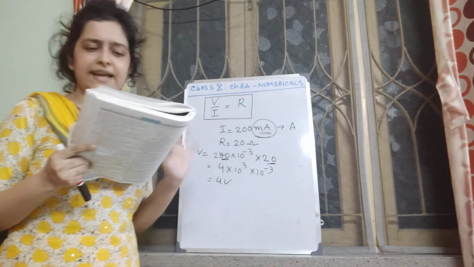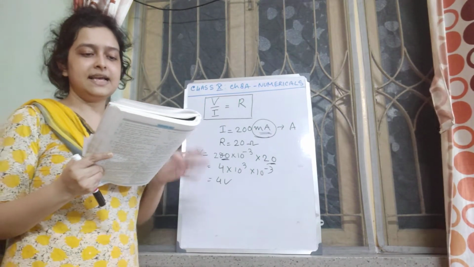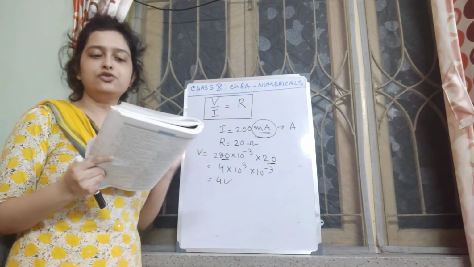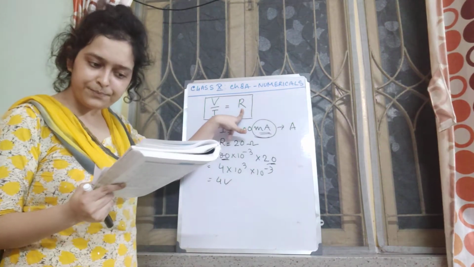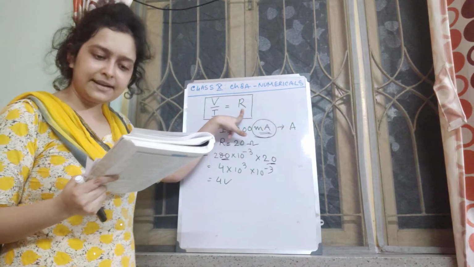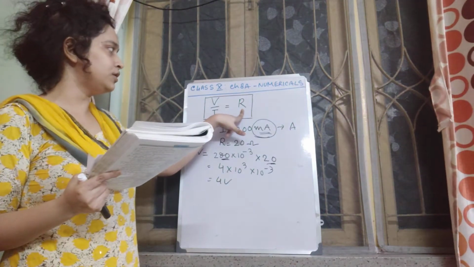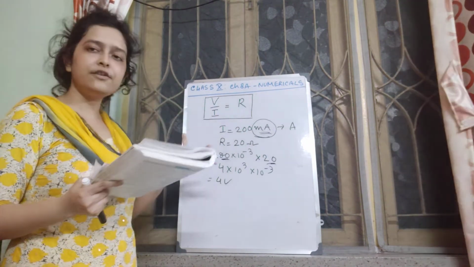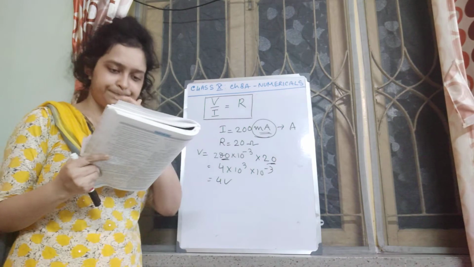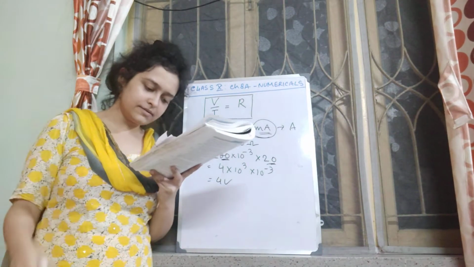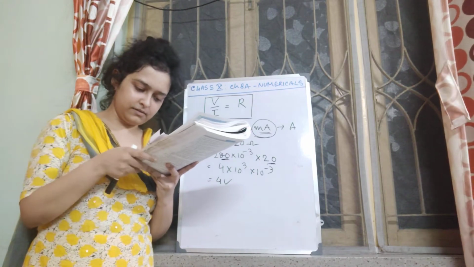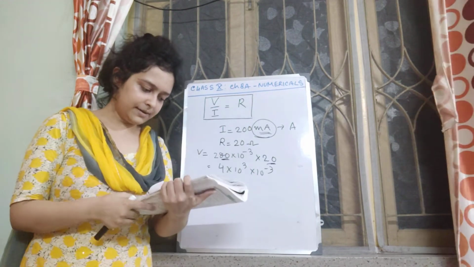Number 6 also very easy. You have to find the current. Calculate the current flowing through a wire of resistance 5 ohm, resistance given, connected to a battery of potential difference 3 volt. V is given. So I you can find simply as V by R. So these are some easy facts. Number 13 also similar type of thing. Same, you can do that.